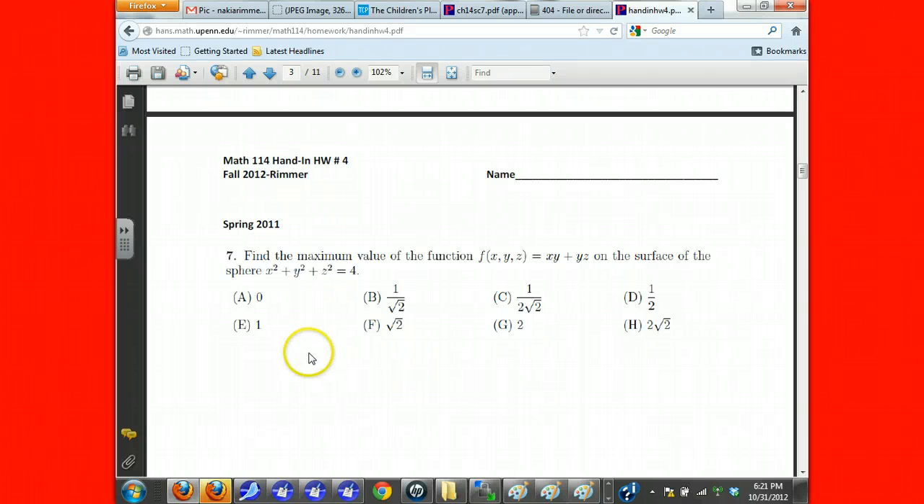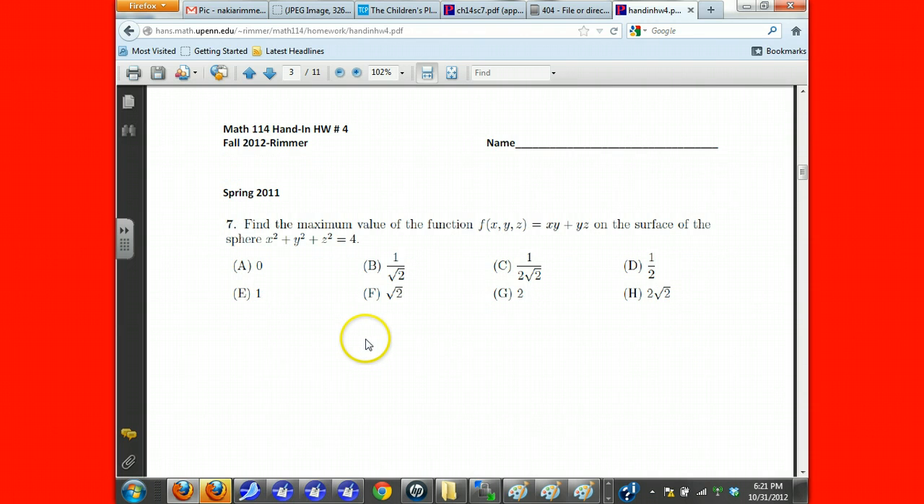This one here, spring 2011, number 7. Another Lagrange. This time you have a z. We haven't seen one of these yet. Well, what do you think? It's just going to be an extra variable, an extra derivative to take, an extra derivative to set equal to 0, and instead of being 2-dimensional, our region is 3-dimensional.